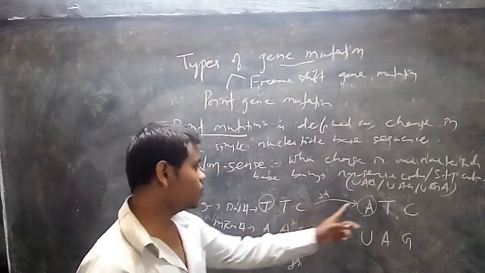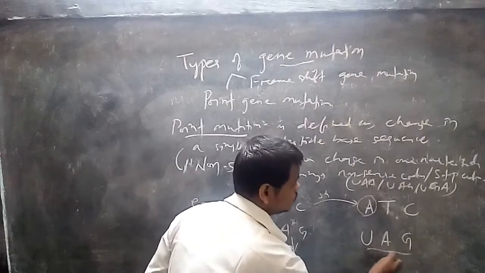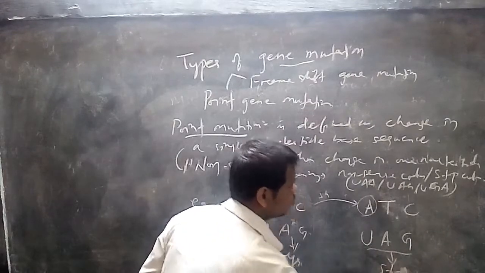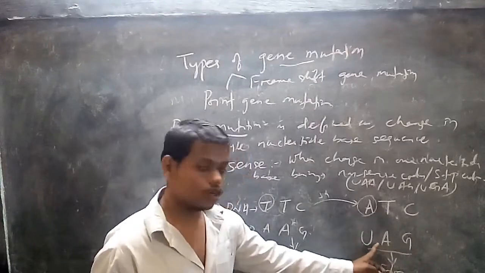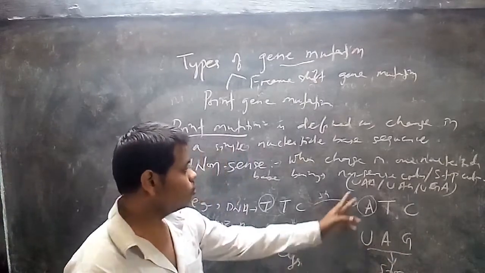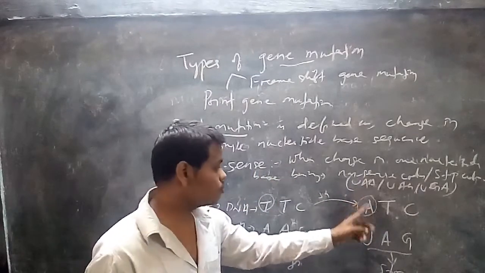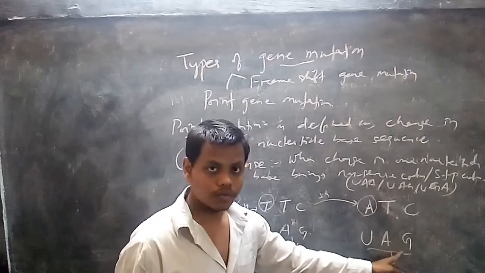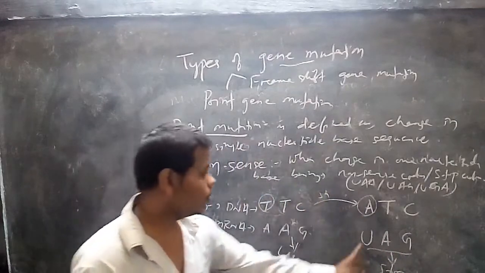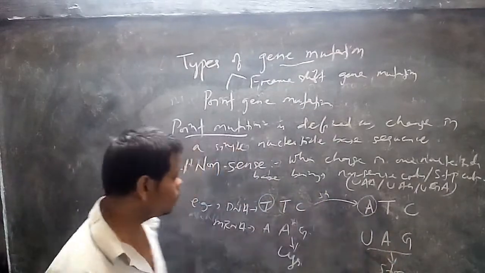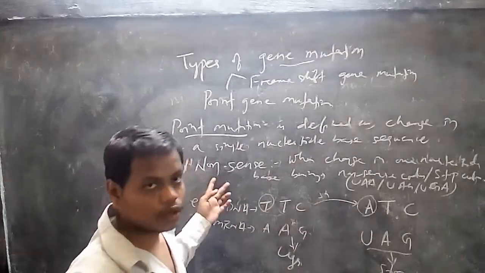So when mutation brings a stop codon, this UAA is a stop codon. There is no anticodon for the UAG codon. That's why it is regarded as a stop codon. So when mutation to one nucleotide base brings a stop codon, then that is called a nonsense point mutation. UAA is a type of stop codon. This is an example. So this is nonsense point mutation.